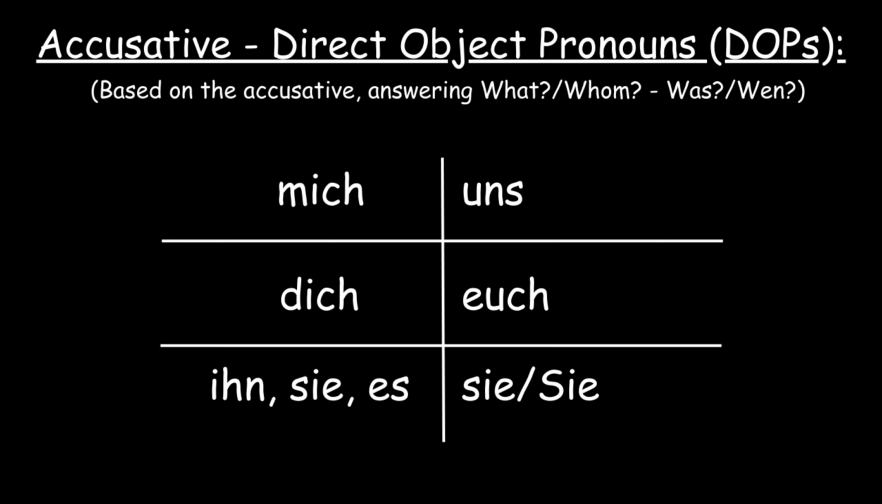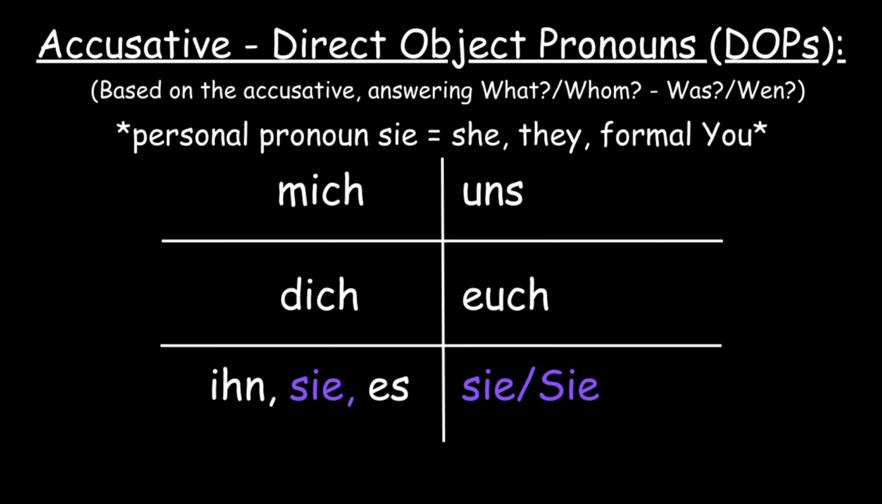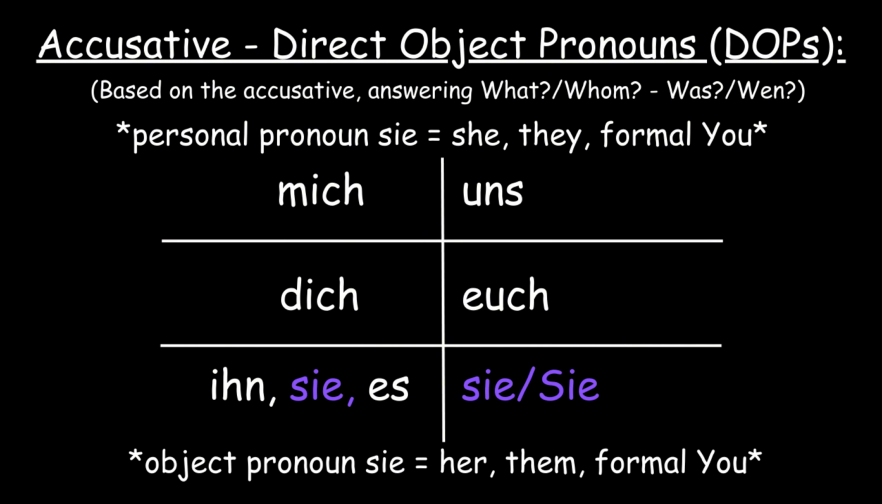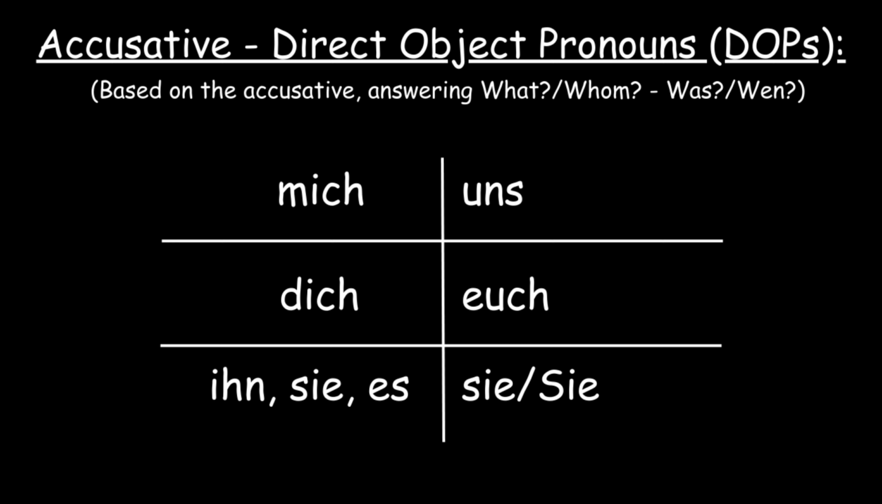As you can see, many pronouns change their form, but the pronoun sie didn't. In the personal form, sie can mean she, they, and formal you. But when it's a direct object pronoun, it can mean her, them, and formal you. So context will tell the difference. This is what German direct object pronouns look like. They're directly affected by an action, answering the questions what and whom.